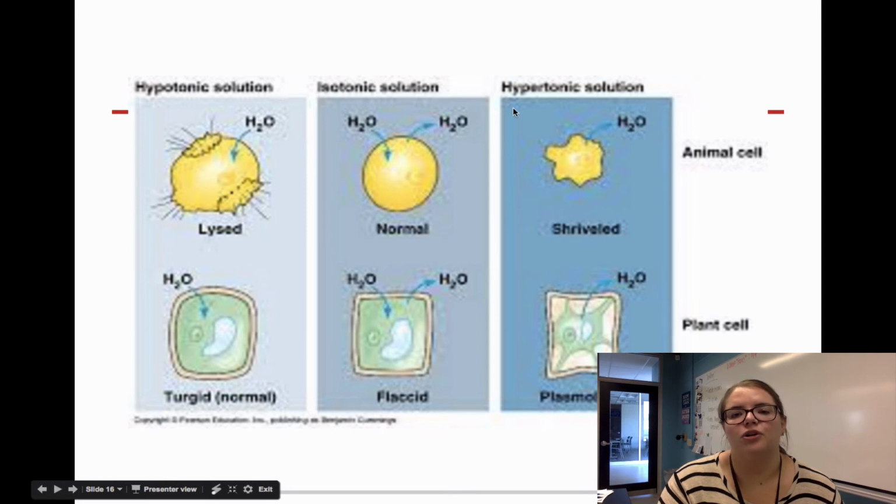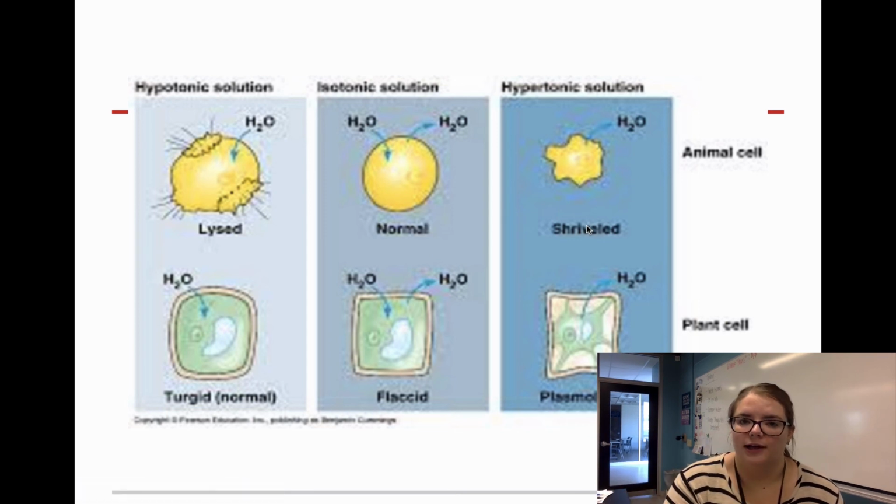If the cell is in a hypertonic solution, the opposite will happen. Hypertonic means there's lots of solutes outside, and it means the inside of the cell is now hypotonic. So the inside's hypotonic, the outside is hypertonic, so water is going to move out of the cell. You can see this will cause the animal cell to shrivel, and the plant cell is going to shrivel as well. You can see it's shriveled within that cell wall. The cell wall stays, but the cell inside will shrivel up. So again, water is going to move from where it's hypotonic to where it's hypertonic. Water is always going to go hypo to hyper.